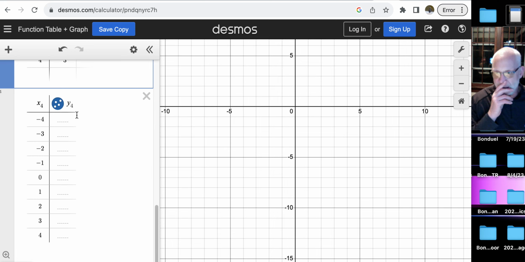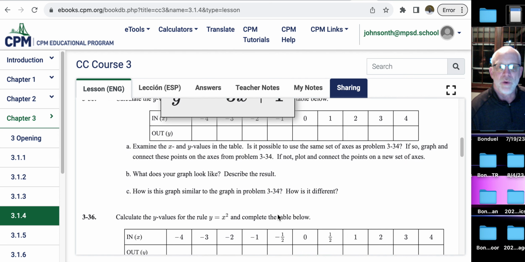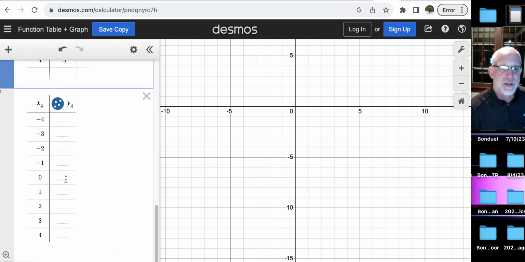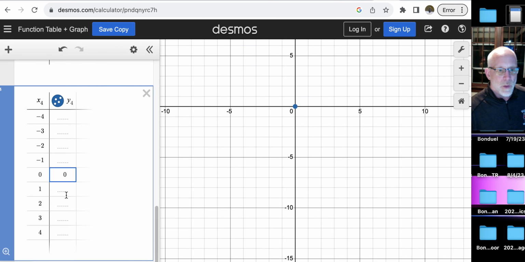Then the last one we had here was a parabola. For this one, the equation was y equals x squared, or you multiply your number times itself. That's what squared means, your number times itself. So let's go into here. 0 times 0 is 0. 1 times 1 is 1. 2 times 2 is 4. 3 times 3 is 9. 4 times 4 is 16.